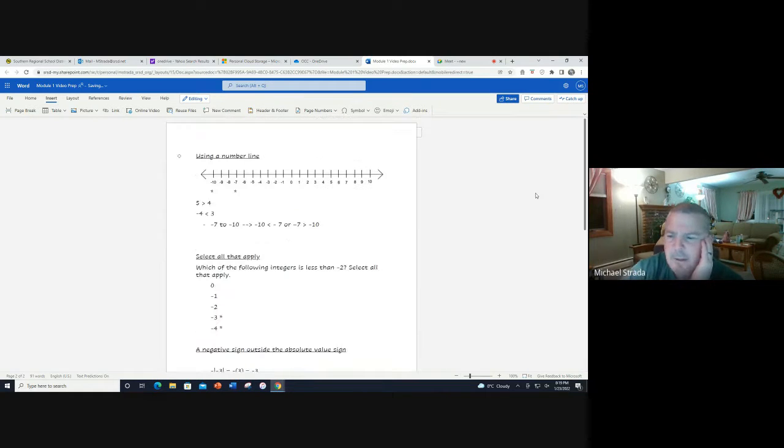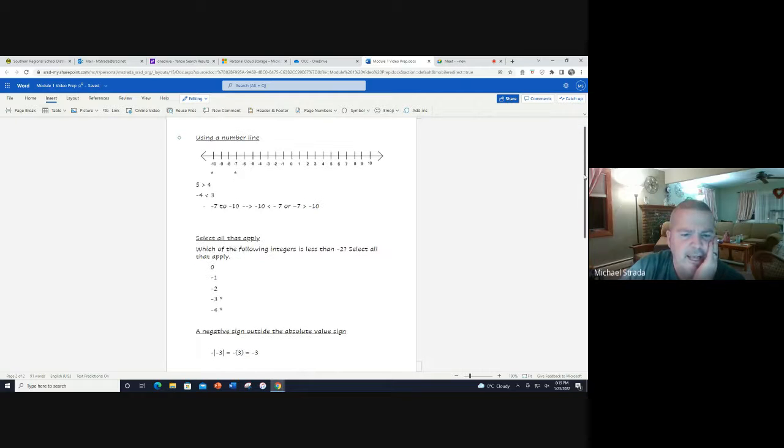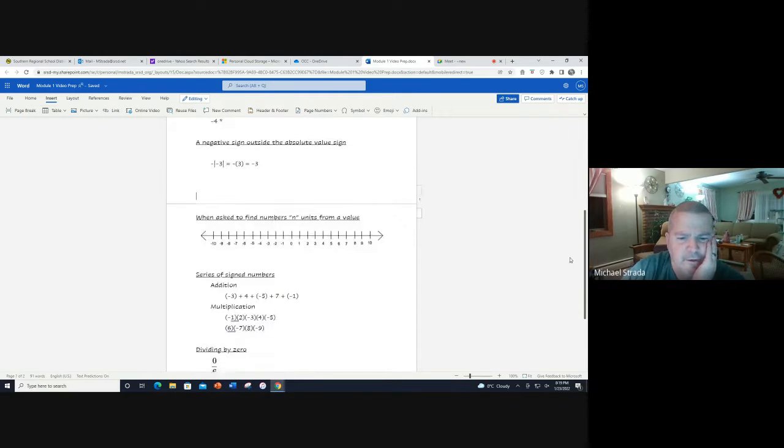Next thing we're going to look at is when asked to find a number and units from a value. So let's say the number they give you is negative 3, and they want a number that's 5 units from negative 3.